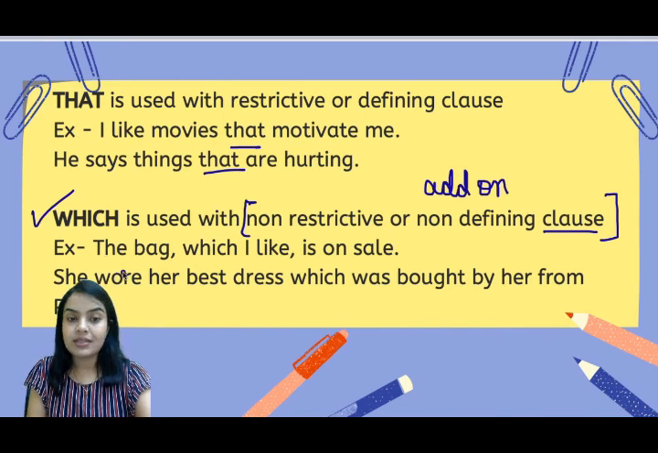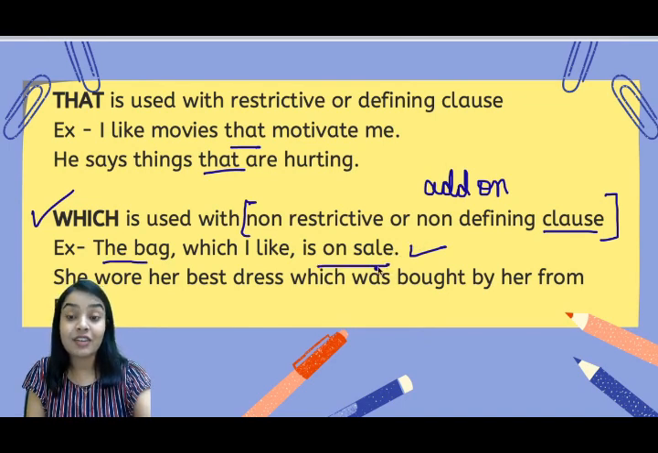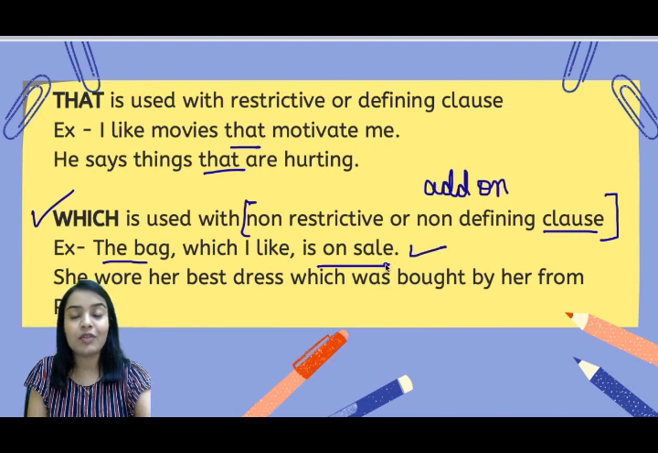So you see here through example, the bag which I like is on sale. All I want to say is, let's say I am saying this to my husband, and I want him to buy me that bag. Okay, let's take it this way. So I can just say the bag is on sale. He will understand that if I'm mentioning the bag is on sale, I want to buy it.